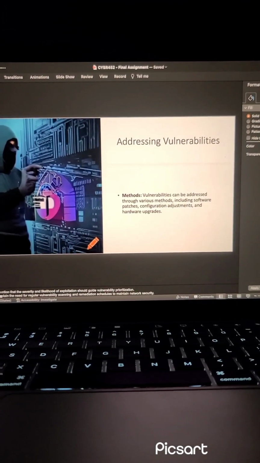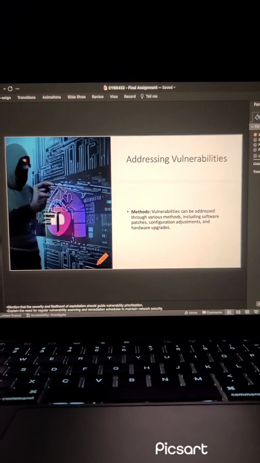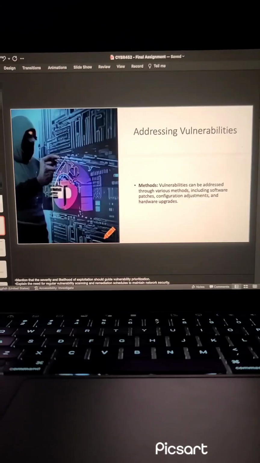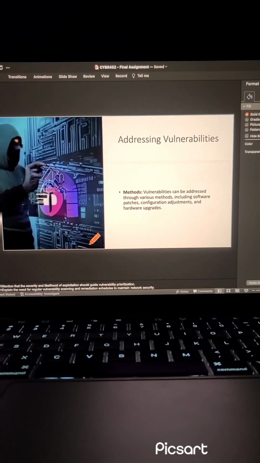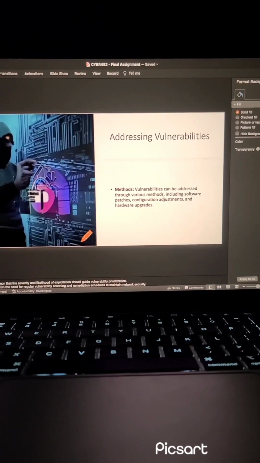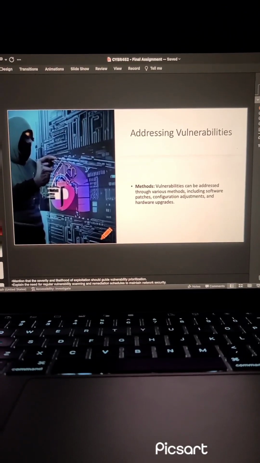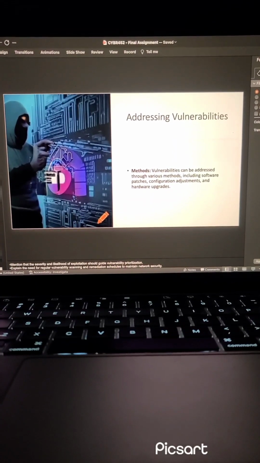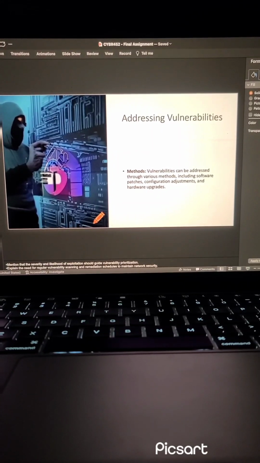Next up, we have addressing vulnerabilities. Vulnerabilities can be addressed through various methods, including software patches, configuration adjustments, and hardware upgrades. The priority of these vulnerabilities should be determined by the likelihood and severity of the exploitation, and there are multiple ways of evaluating that. And when you're trying to maintain network security, you definitely should be doing regular vulnerability scans and remediation.